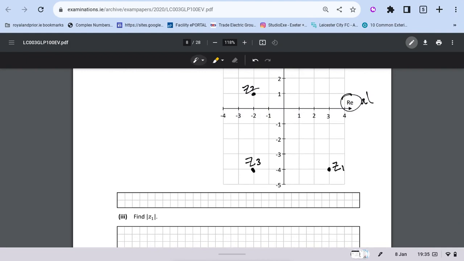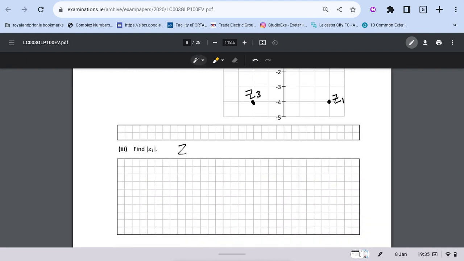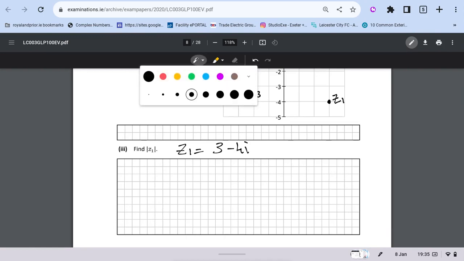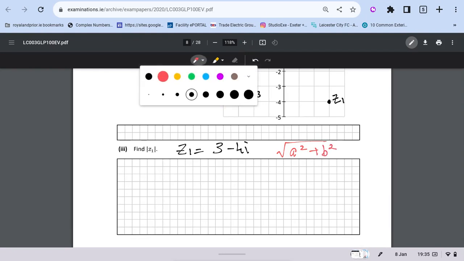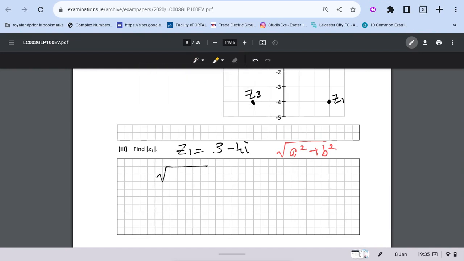Then it says find the modulus of Z1. Now Z1 we can see there is 3 minus 4i. So we need to know how to work out the modulus, and we need to know how to do division. Now the modulus, I always say learn the formula: square root of a squared plus b squared, or the square root of real squared plus imaginary squared. So it's the square root of 3 squared plus, it's always a plus here, minus 4 squared. Now that's not given to you in the formula book. Throw that all into your calculator and you'll end up getting 5.